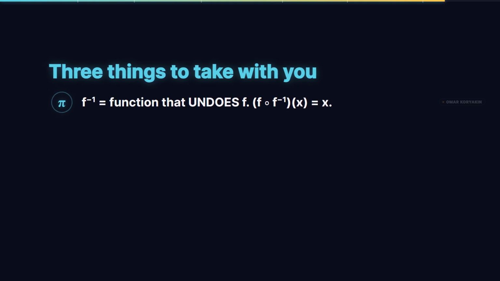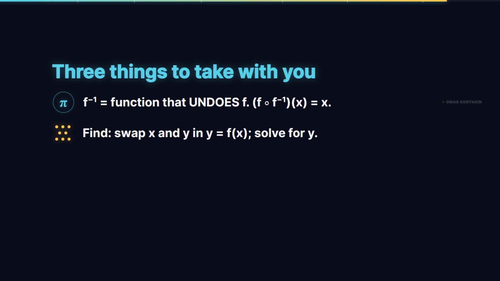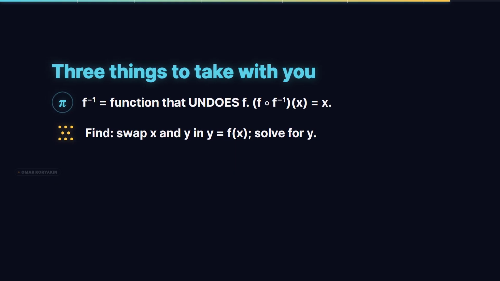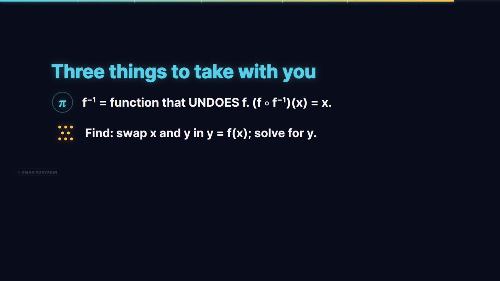Second, to find the inverse algebraically, use the swap and solve procedure. Write y equals f of x, swap x and y throughout the equation, then solve for y. The resulting expression is f to the negative 1 of x. The swap step is essential and structural. Skipping it produces an algebraic rearrangement rather than a true inverse function. The procedure works for any 1-to-1 function and uses the standard inverse operation techniques from section 3.